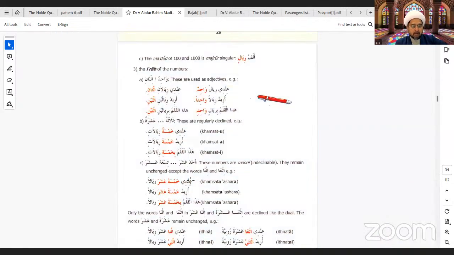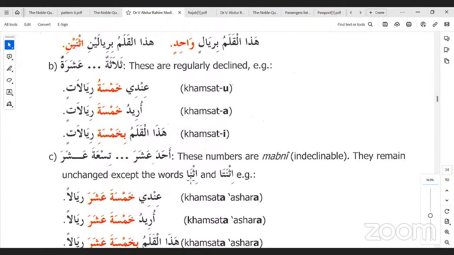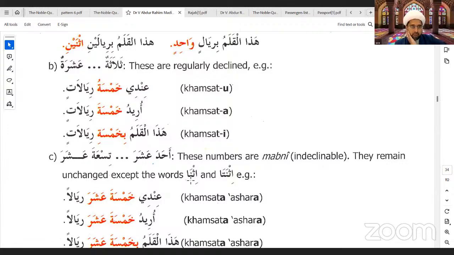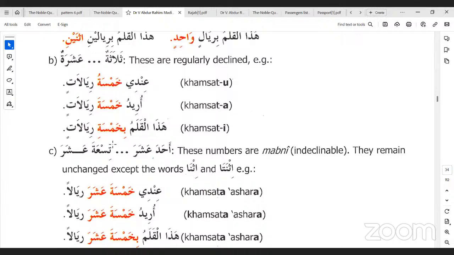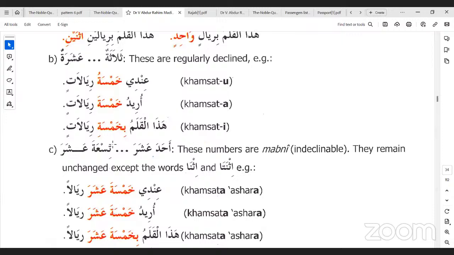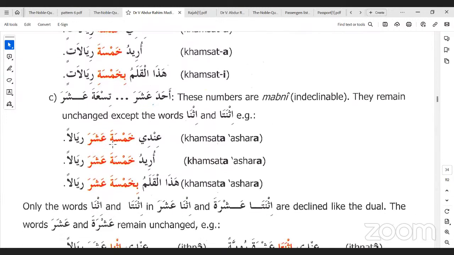Bismillah, continue. Okay, B. Salasatun ishratun. These are ashratun. These are regularly declined. Example, indi khamsatu realatin, I have $5. Uridu khamsata realatin. I want $5. Hazal al-qalmu bi khamsati realatin. I have a pen which costs $5. Bismillah, finish C off as well.